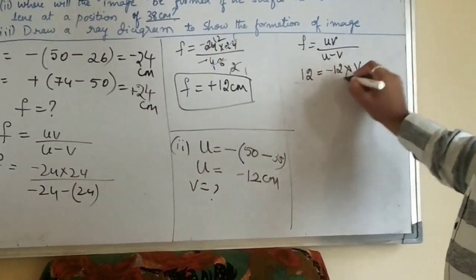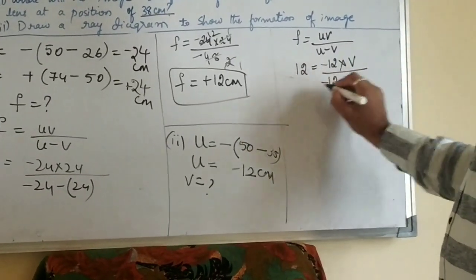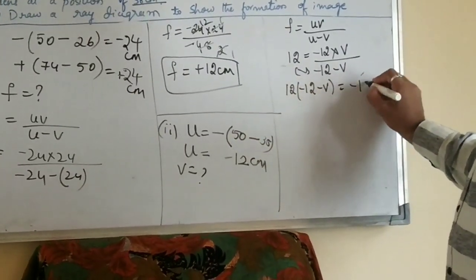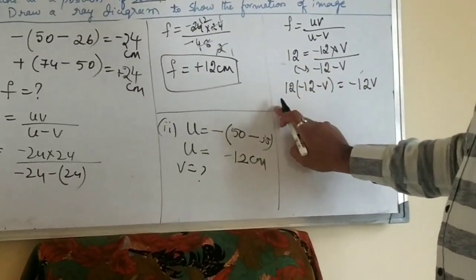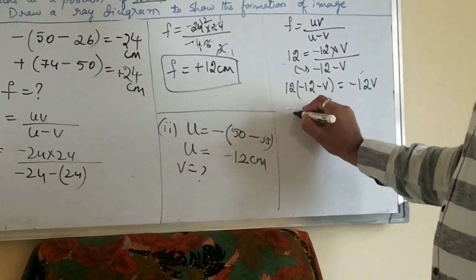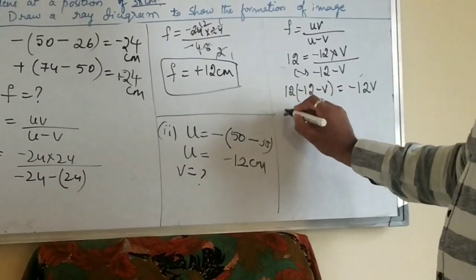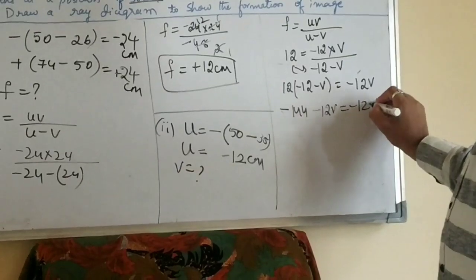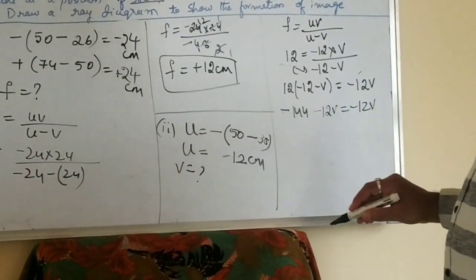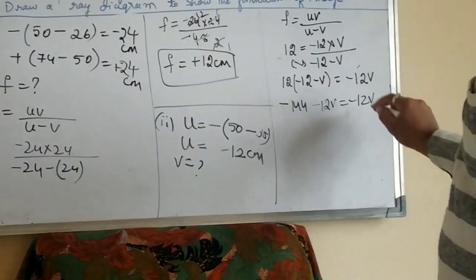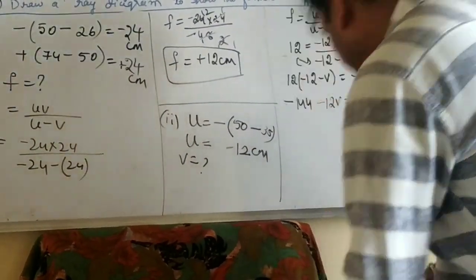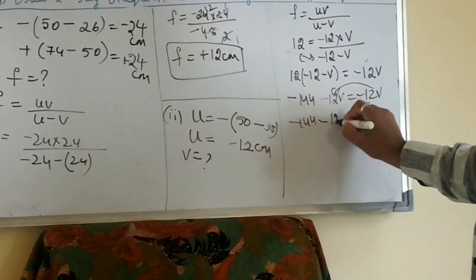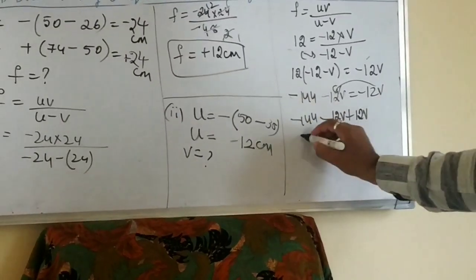Minus 12 into, you have to find out v, divided by minus 12 minus v. Then cross multiply: 12 into minus 12 minus v is equal to minus 12v. Then what you will get? If you want, you can simplify: minus 144, minus 12v is equal to minus 12v. Now this is minus 144 minus 12v plus 12v you will get.